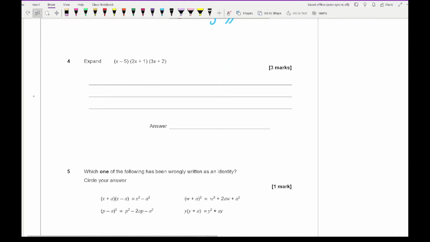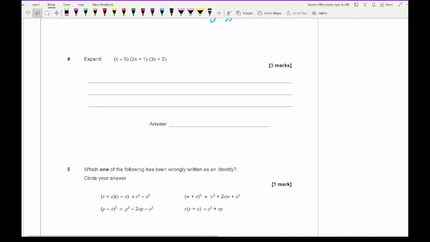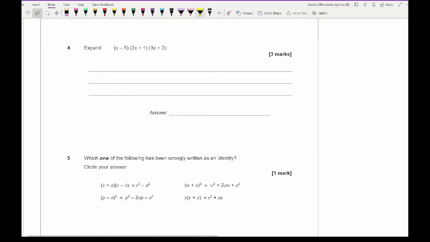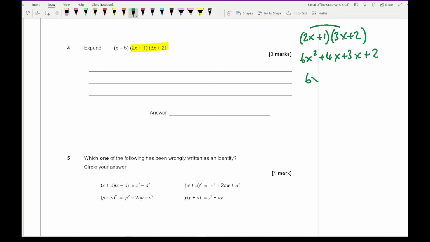Then moving on to question 4, we've got triple bracket expansion. So again, it can be done in similar ways. What I'm going to do is expand these two things out first. Now if I do this on the side, I've got 2x plus 1, 3x plus 2. So again, 6x squared plus 4x plus 3x plus 2 gives me 6x squared plus 7x plus 2. So what I've got is x minus 5, and then 6x squared plus 7x plus 2.